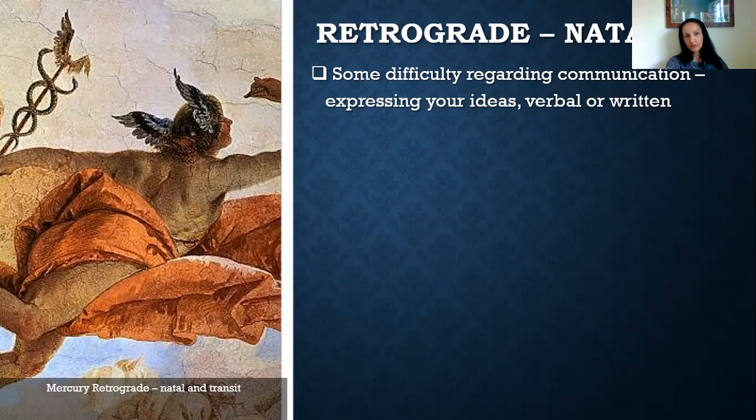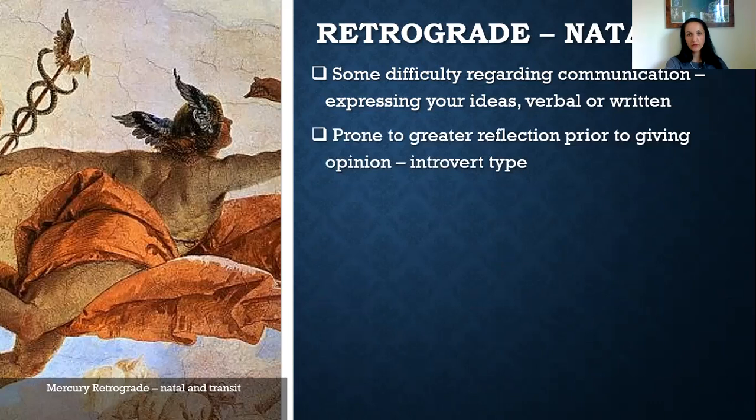So you don't feel comfortable expressing your ideas. You feel some frustration, or you don't know how, or you cannot find words. So those people with Mercury retrograde in their birth chart, they're more prone to reflection rather than giving opinion. So this is the introvert type. So you keep the thoughts and ideas in yourself because you're not sure how to express them. Maybe you're not sure how the people will get them.